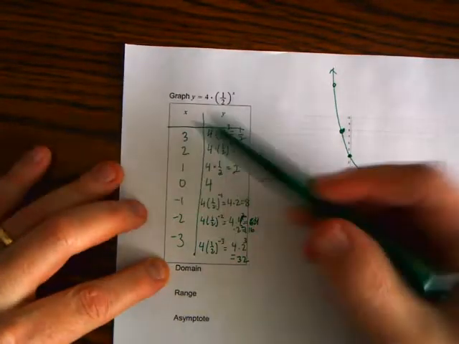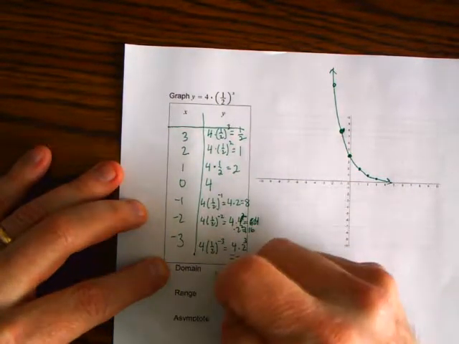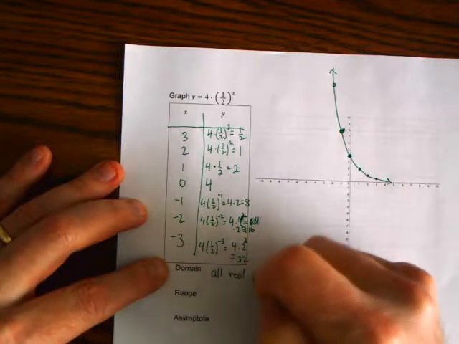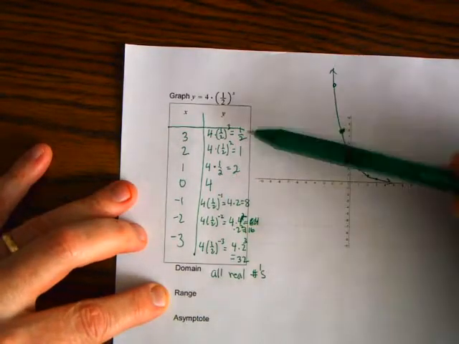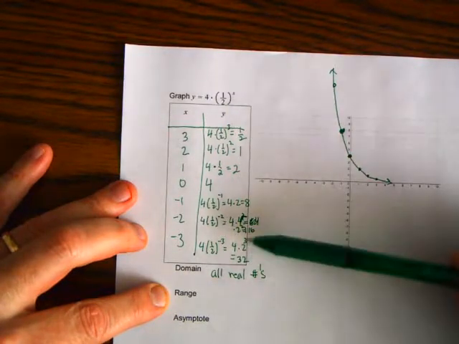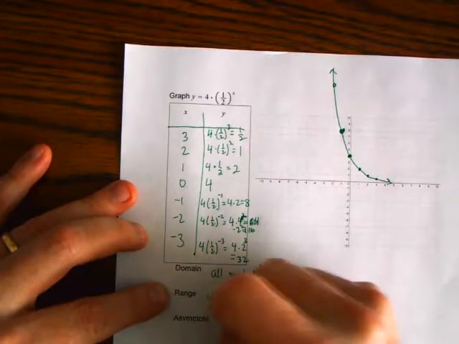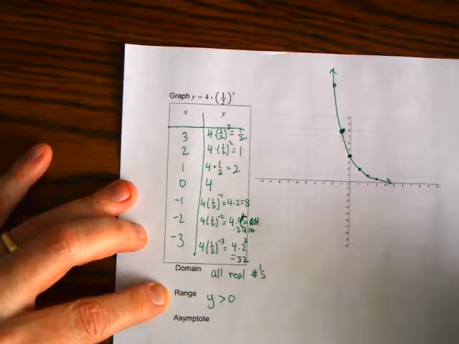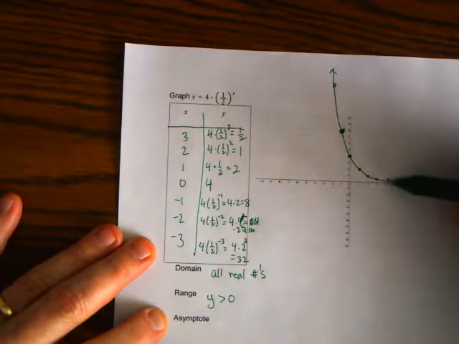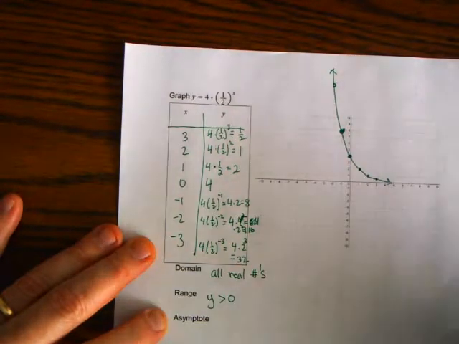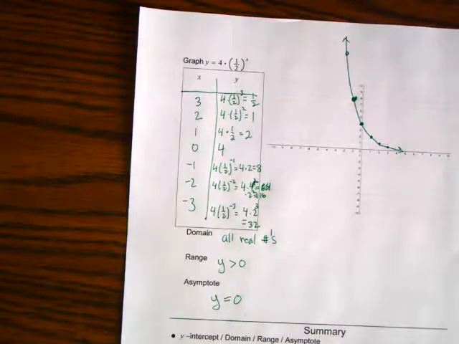Domain, again, I could plug in positive numbers. I could plug in negative numbers. I could plug in 0. So my domain is all real numbers again. My range, again, looking at the y numbers, notice I got positive numbers. I only got positive numbers. So my range is still y greater than 0. And my asymptote, again, this curve is coming down, and it's getting really, really close to the x-axis, but it's not touching it. So our asymptote is y equals 0.